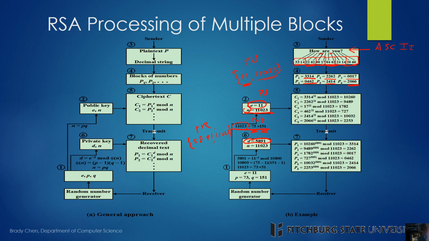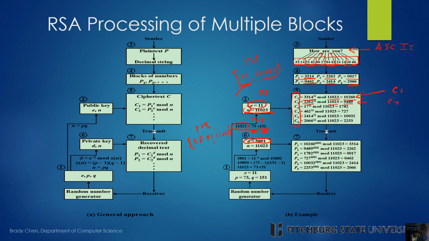So we're going to do the encryption. The first plain text number P1 is encrypted: P1 to the 11, because 11 is the key, right? Mod n, so we got this one. That's the ciphertext, we call it C1. And then the second, P2 to the 11, mod n, we got this C2. So we got C1, C2 all the way to C6.